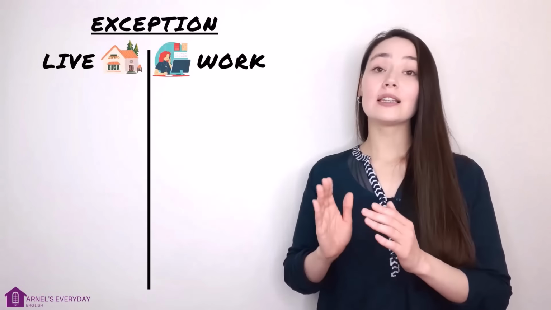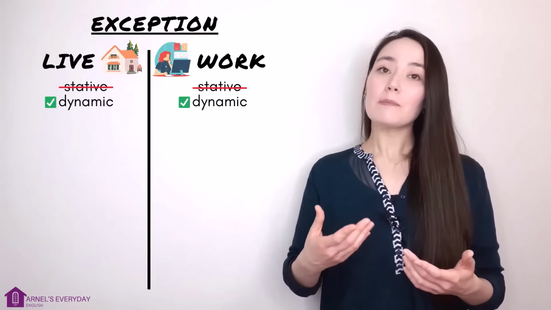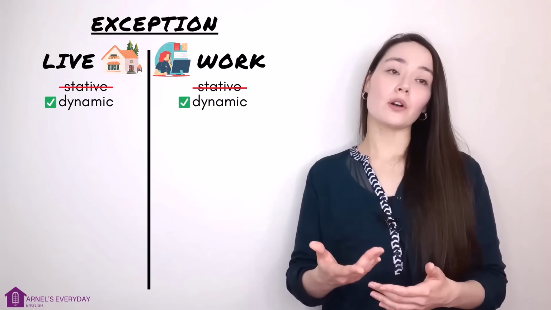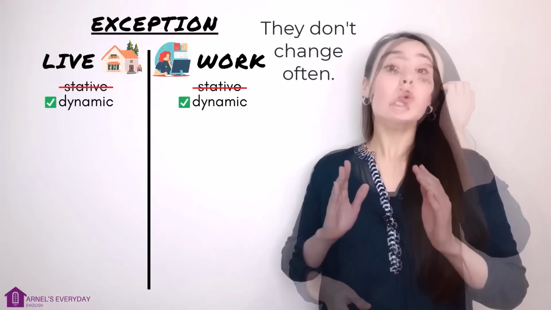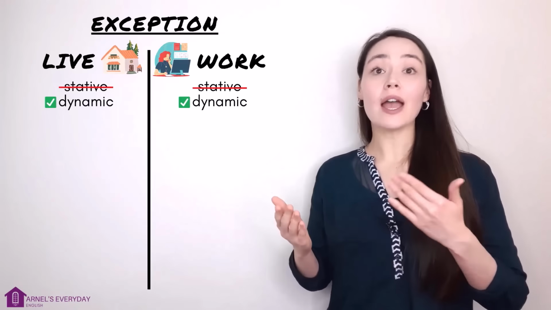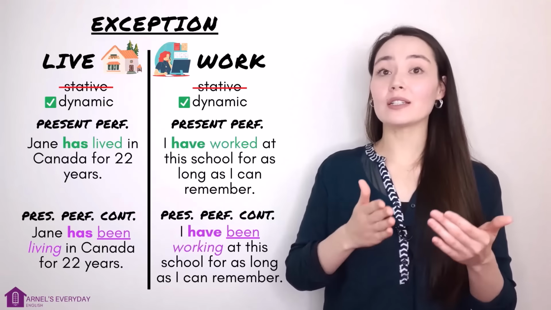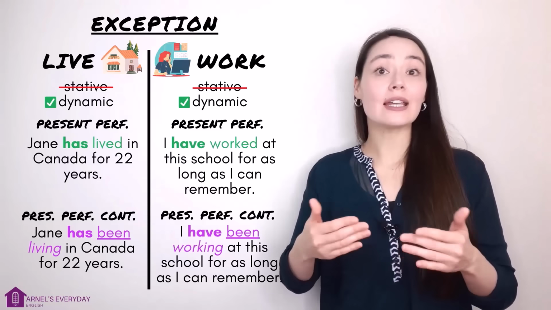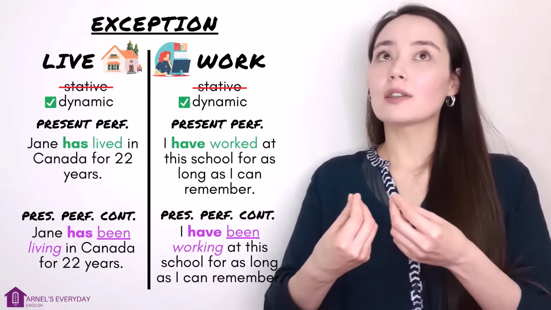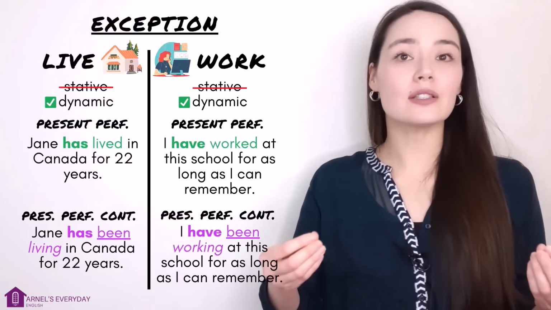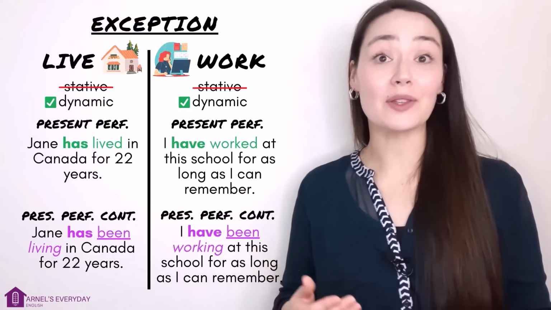The verbs live and work are not stative verbs. They are dynamic verbs. But where we live and where we work are kind of like states, right? They don't change often. We can use these two verbs, live and work, interchangeably with the present perfect and the present perfect continuous, and there is no difference in meaning. Some people may choose the present perfect continuous to really emphasize the duration, but really you can comfortably use these and don't worry about the difference.